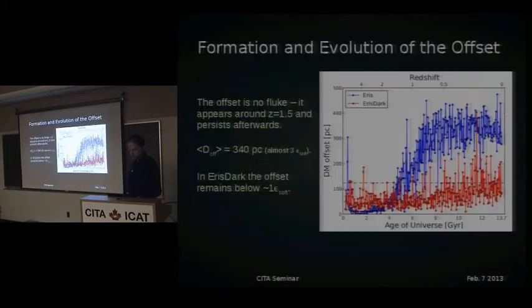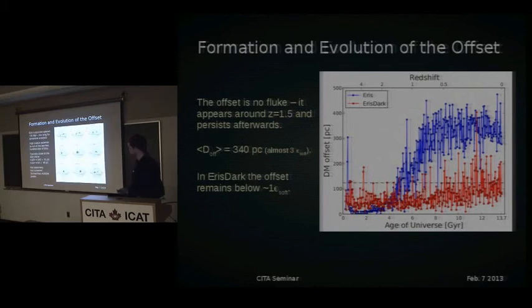It also isn't a fluke. It doesn't just appear in the final output of the simulation. If you look at it as a function of time, it seems to grow around a redshift of 1 to 2, and here this is the gravitational softening, so it's about 3 or so. Whereas in the dark matter-only run, it remains below 1 gravitational softening for the entire duration. So this goes in the direction of, if you wanted to explain the lines in the galactic center in terms of dark matter annihilation, you wouldn't want to argue against that just based on the fact that it's offset. It's not saying that therefore the line is dark matter annihilation, but just don't use it as an argument against it.